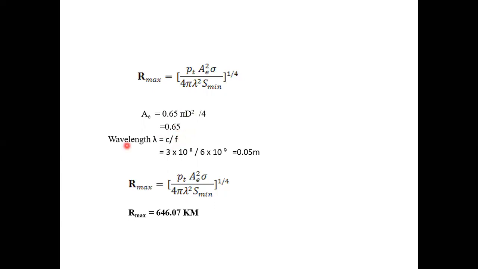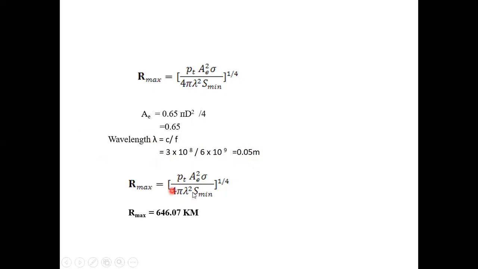Now, the wavelength calculation. So lambda is equal to c by f. Lambda is given by the c value, 3 into 10 to the power of 8, divided by 6 into 10 to the power of 9. So that gives 0.05 meter. So overall, the wavelength can be represented as 0.05 meters. So we got the values of S min, AE, sigma, Pt is given, and lambda we also calculated as 0.05 meters.